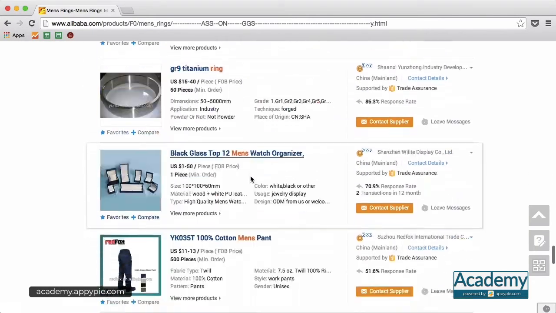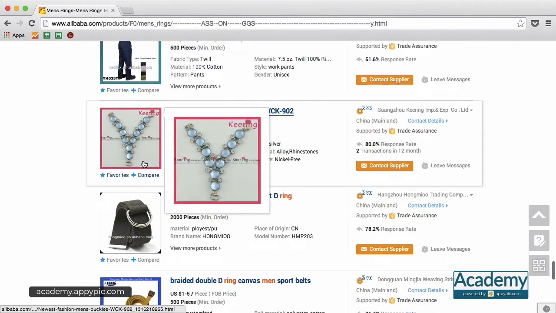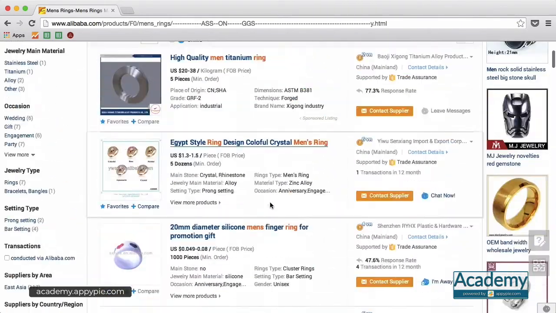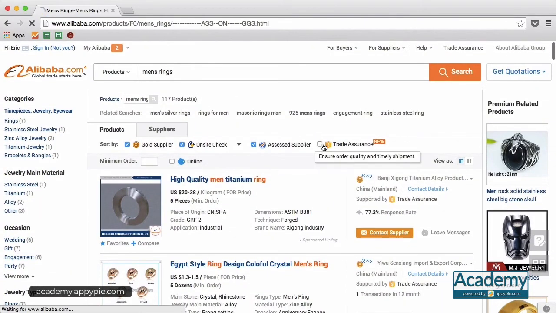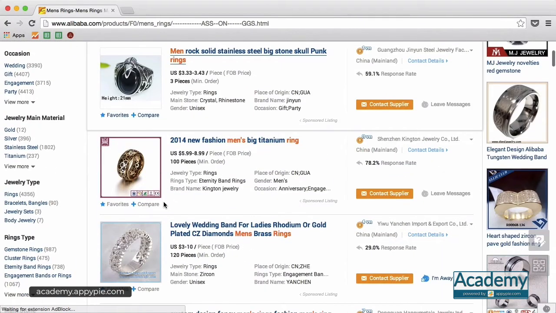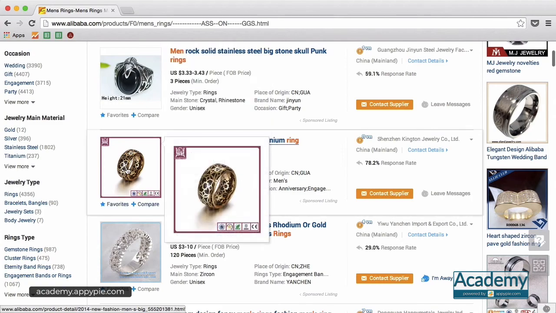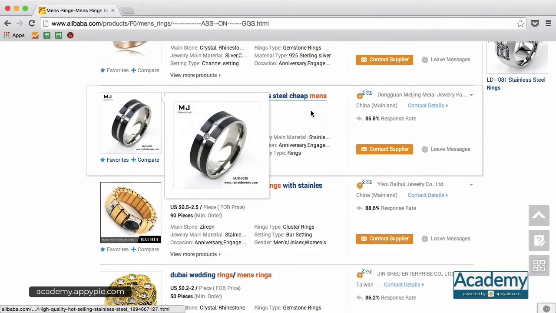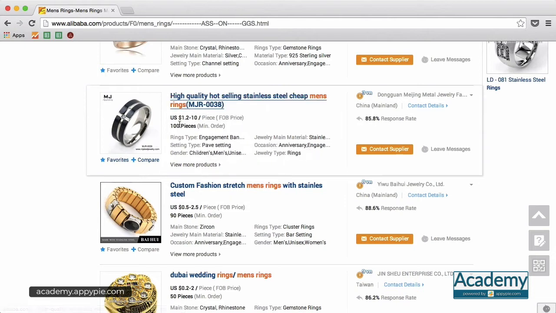Now it's really interesting to notice we typed in men's rings, but most of the products here actually aren't men's rings. And the reason I think that is just because of this trade assurance thing. So if we uncheck that, we get much more specific results. So this looks like an interesting ring. And it's showing the price as $1.20 to $10 per ring, which seems very crazy. But we can find out more by clicking on it.